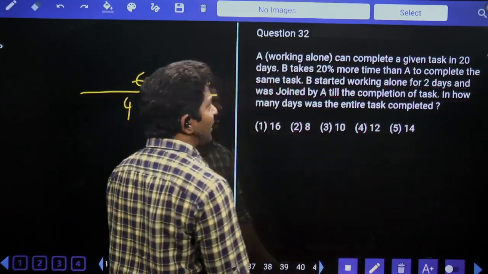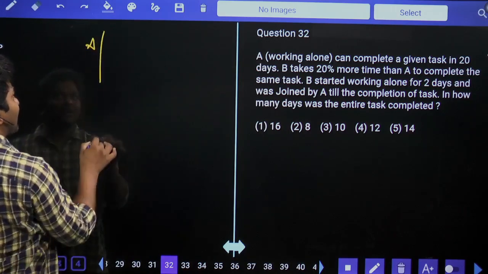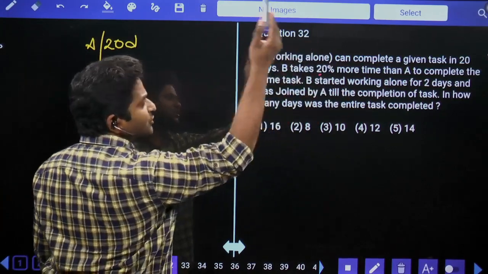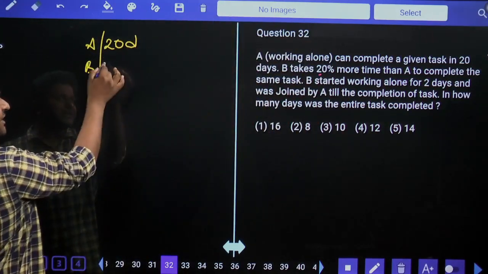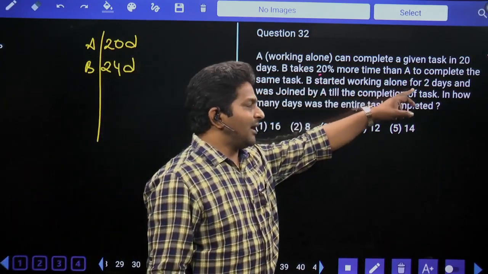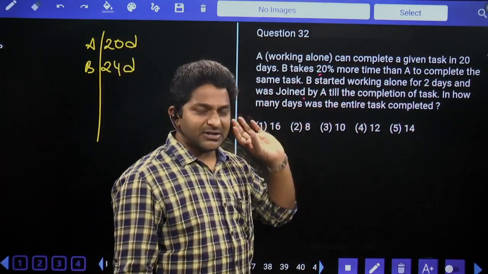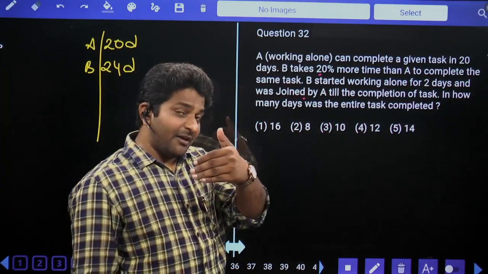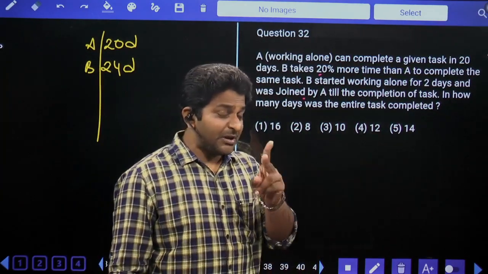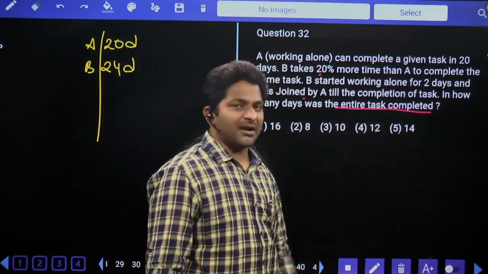A working alone can complete a given task in 20 days. So A can complete the work in 20 days and B takes 20% more time than A. 20% in the sense 4 days, 4 days extra B takes. B started working alone for 2 days and was joined by A till the completion of the task. That means B is there from the beginning till the end of the work, but A joined after 2 days. That means for the first 2 days A is not there. In how many days was the entire task completed?